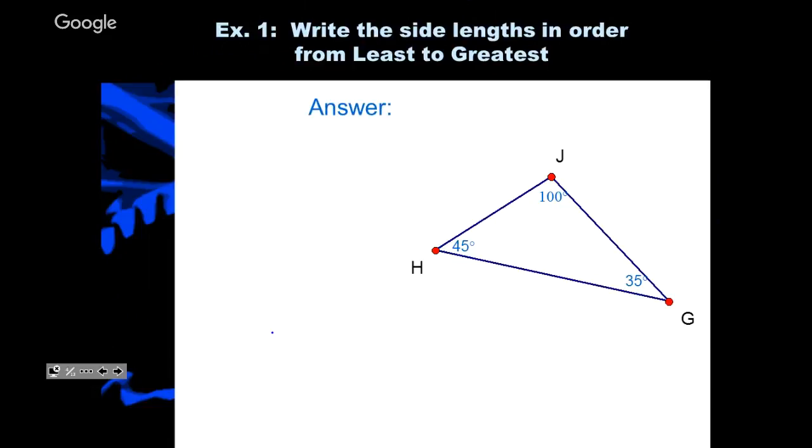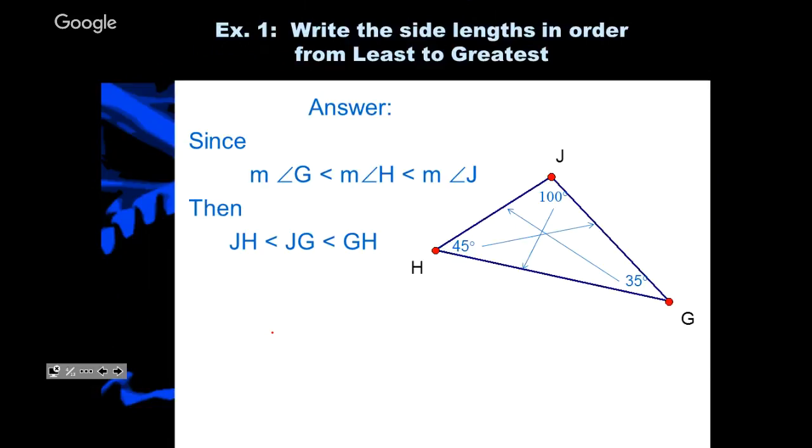So to get the answer, let's think about it. What is the side opposite of J? And so we're going from least to greatest, smallest first, so I'm going by the opposite sides. So we start with G. Opposite of G would be JH. The opposite of H would be JG. And then the opposite of J would be HG. So knowing that G is the smallest, H is next, and J is the largest, you're going to write the sides in order as JH, JG, and GH.